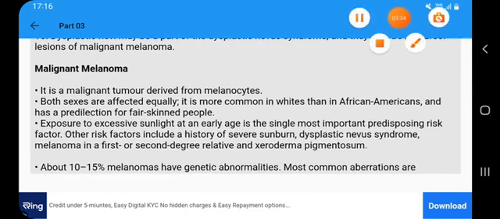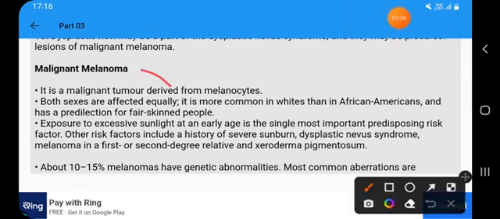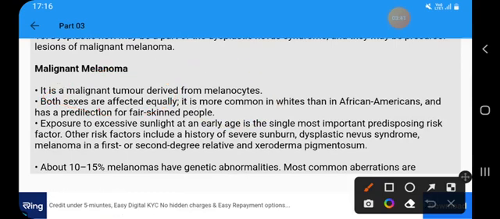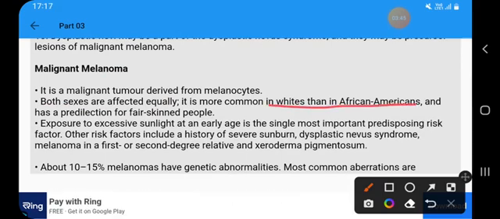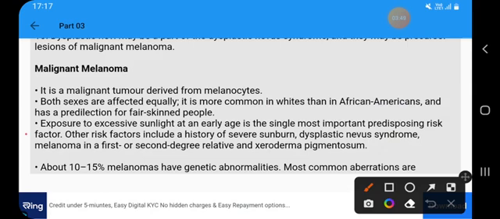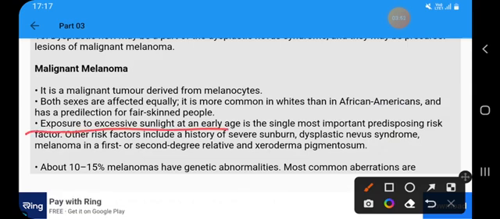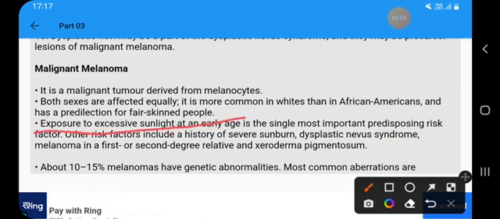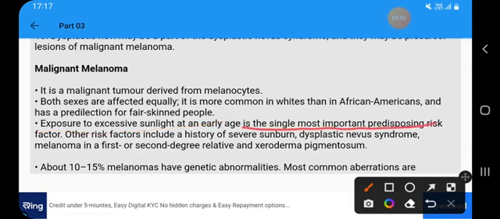Malignant melanoma is a malignant tumor derived from melanocytes. Both sexes are affected equally, male and female. It is more common in whites than in African Americans and has a predilection for fair-skinned people. Exposure to excessive sunlight at an early age is the single most important predisposing risk factor.